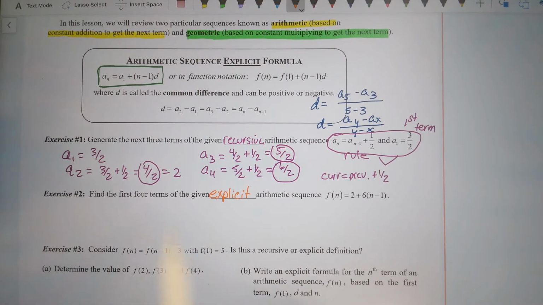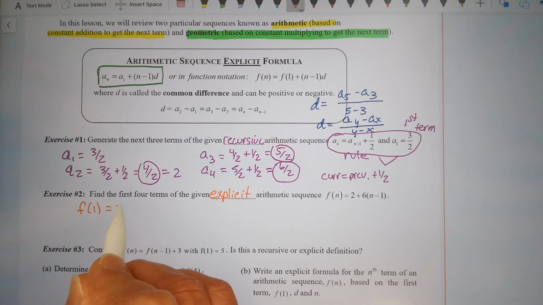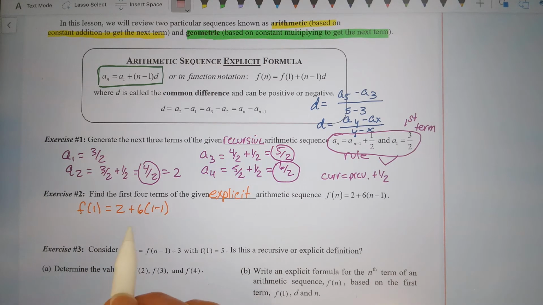If we want to find the 10th term, we would just put 10 in for n. We want to find the first 4 terms, so we start off with f of 1 is equal to 2 plus 6 times 1 minus 1. We just substitute 1 in for n. That is 0 times 6 is 0, so f of 1 equals 2.